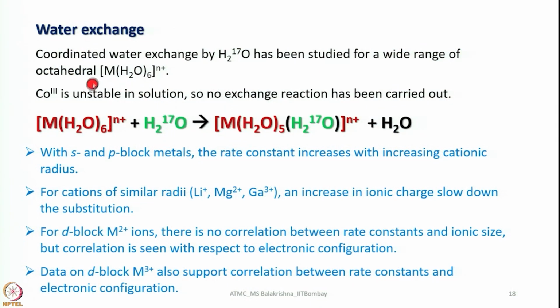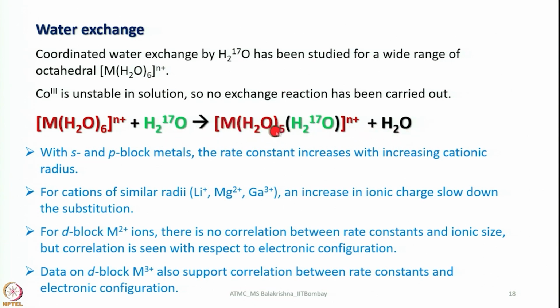Simply by exchanging coordinated water with isotopically labeled water like H2(17)O, as I have shown here. It has been studied for a wide range of octahedral complexes of this type, hexa-aqua complexes. Cobalt(III) is unstable in solution, and hence no exchange reaction has been carried out. A typical water exchange reaction is shown here. You take the hexa-aqua compound, add labeled water, the labeled water replaces one of the coordinated waters, and water comes out.